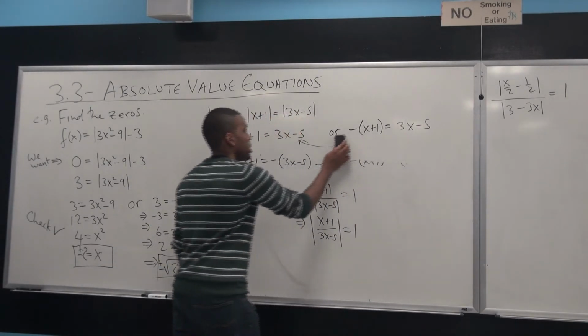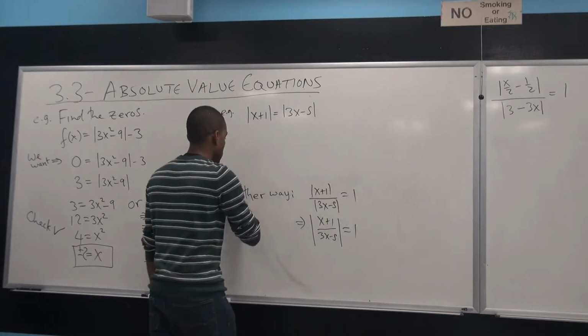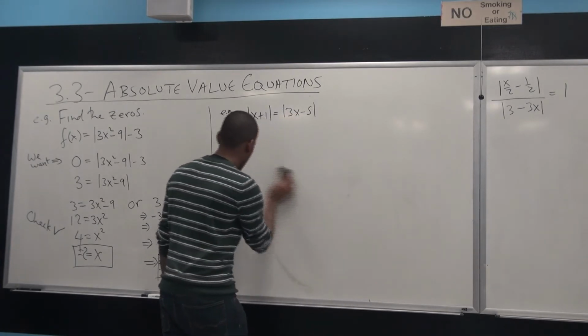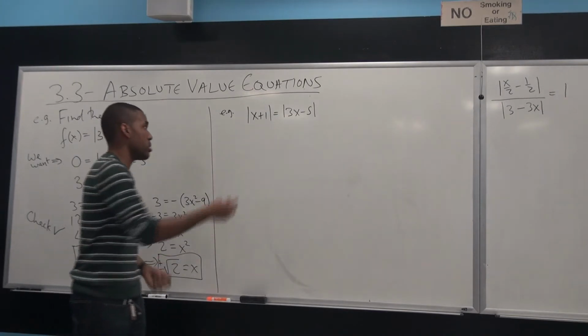So now that we said that, I'll just go through and summarize. You have absolute values on 2 sides at the same time.